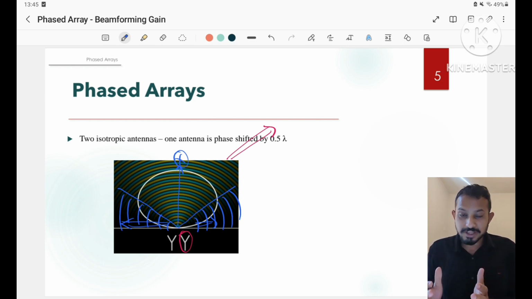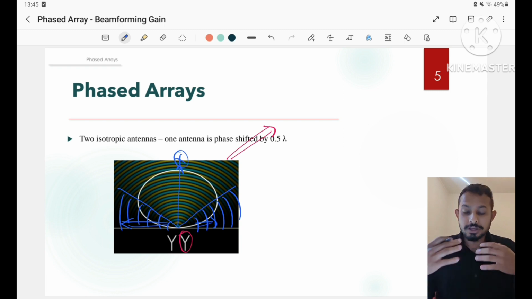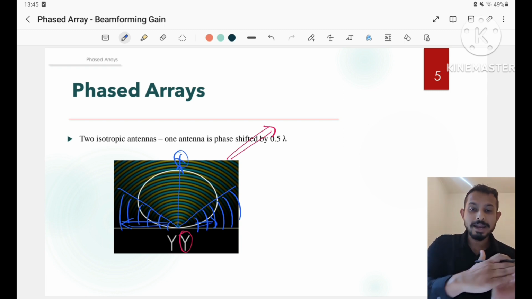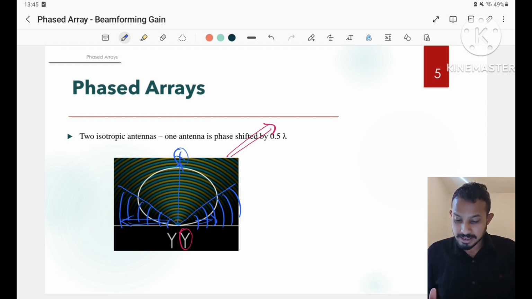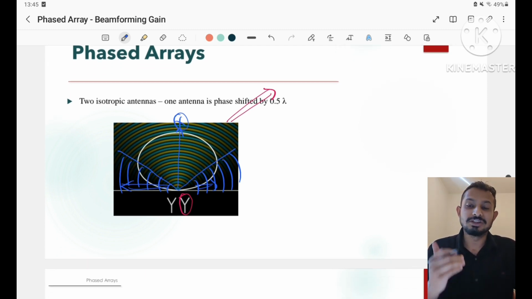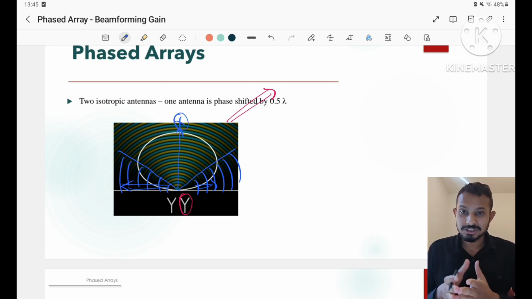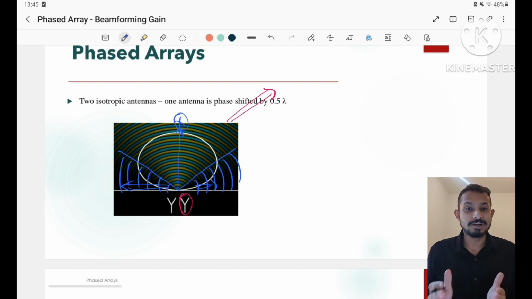So by phase shifting the signal by lambda by 2, we rotated the main beam that was previously towards the boresight direction by 90 degrees. Similarly, by delaying the signal and changing the phase shift of the signal, we can steer the beam to a particular direction with appropriate phase shifts. This is how phase shifts steer the beam pattern.